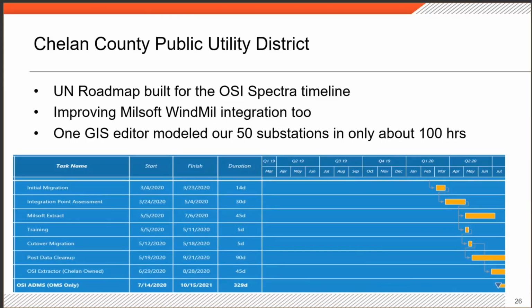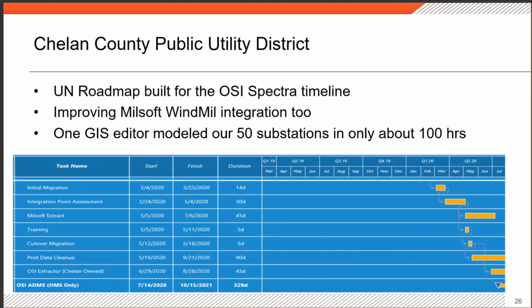We also wanted to test a UN migration and get ready for the eventual migration to the UN, but like I said, the OSI project sped that up. We have a really tight timeline that you can see on this chart here. So we had to bring in a lot of Power Engineers' help too to meet that timeline.